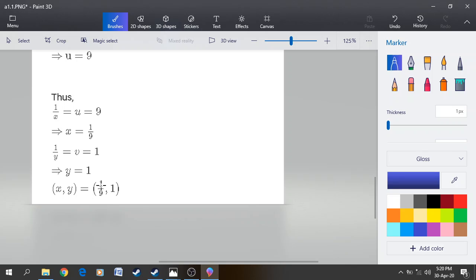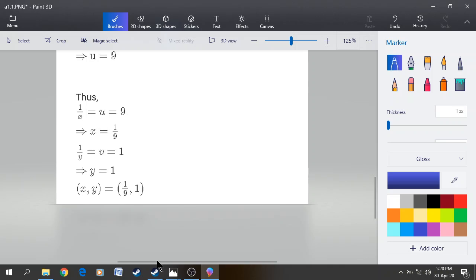So the final answer is x and y, not v and u. v and u are temporary substituted variables. They are not our main variables. Main variables are x and y. So we have to calculate them back, 1 upon 9 and 1. So these are the values, we got it.